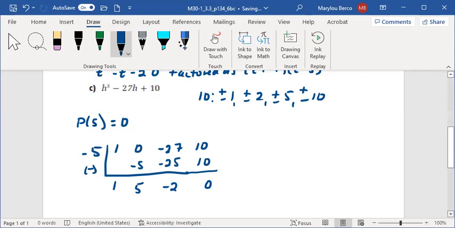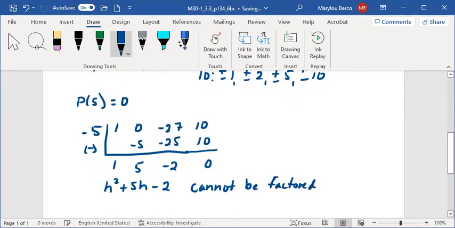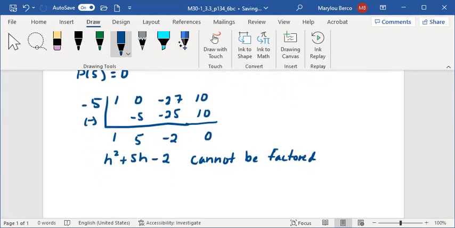So if we take a look here, we have the remaining factor of h squared plus 5h minus 2, which cannot be factored. So p of h equals h minus 5 times h squared plus 5h minus 2.